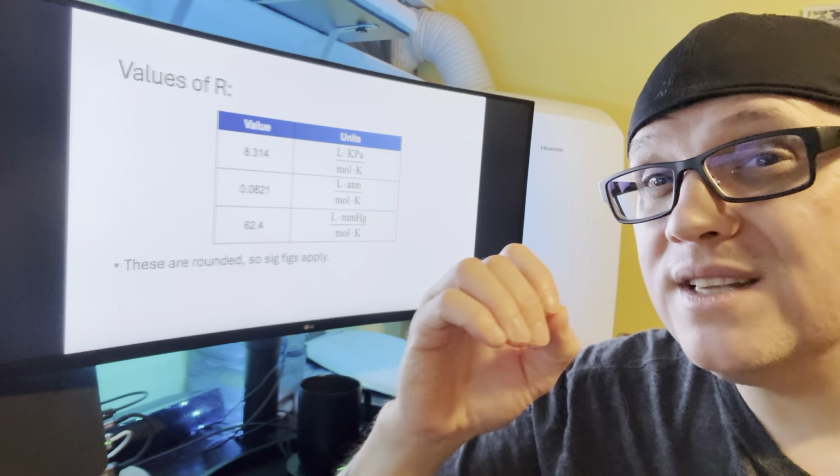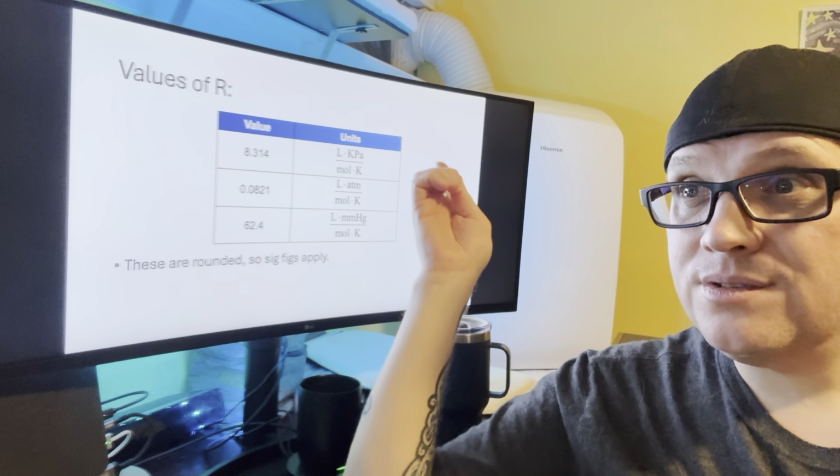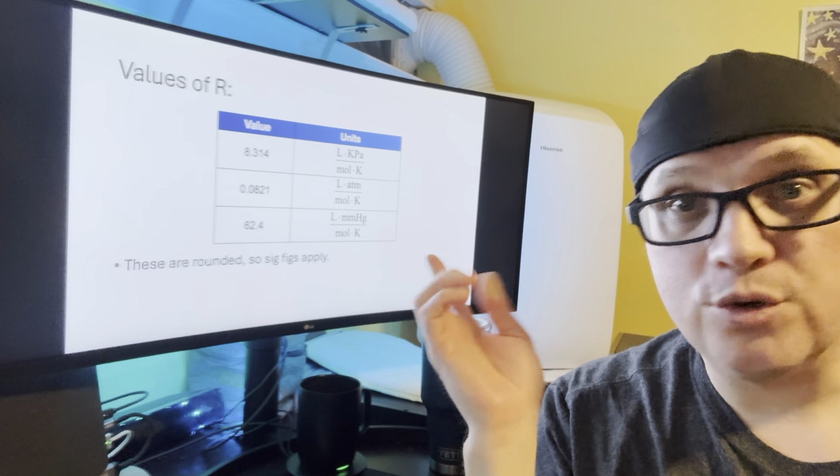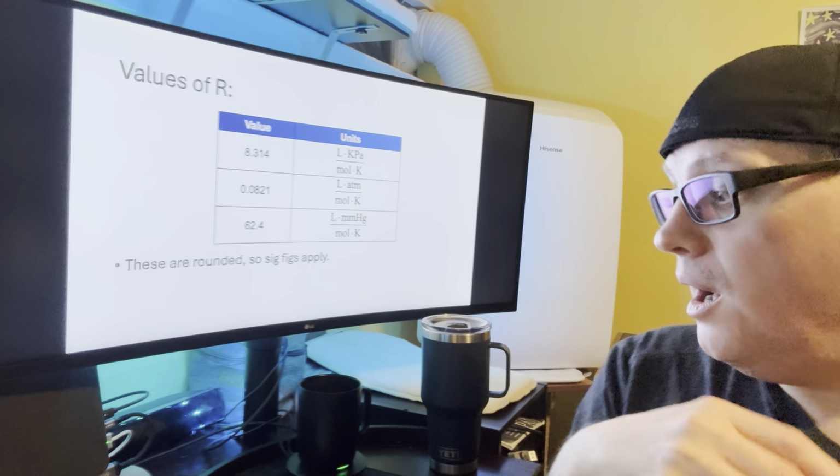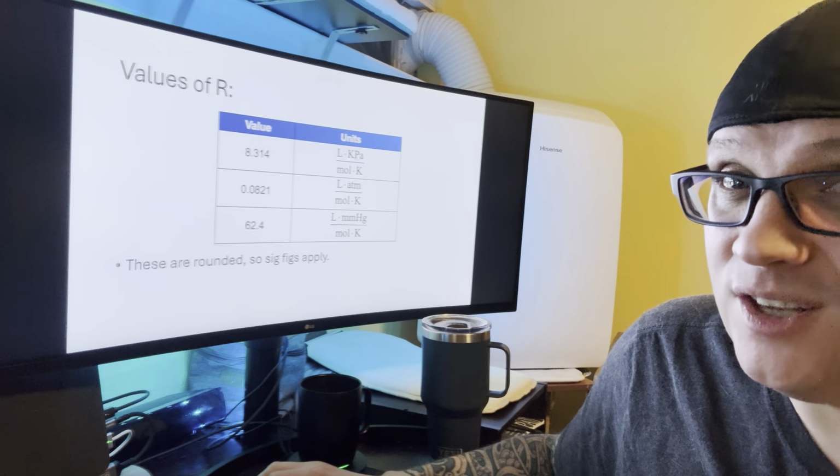So it depends on what my pressure is. Is my pressure in kilopascals? Is it in atmospheres? Or is it in millimeters of mercury, or torr, because it's the same thing. Yeah, so that's the thing you're looking for here.